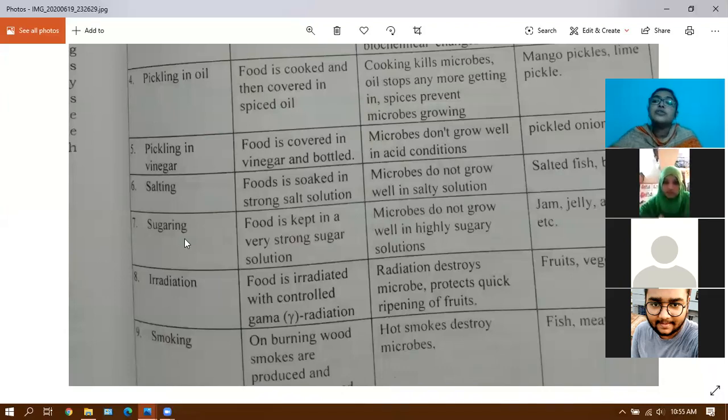Sugaring. Sugaring is one kind of preservation method. Food is kept in very strong sugar solutions. Microbes don't grow well in highly sugary solutions. Foods like jam, jelly, apple, etc. are preserved this way.